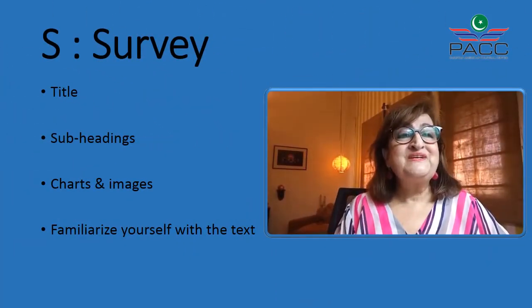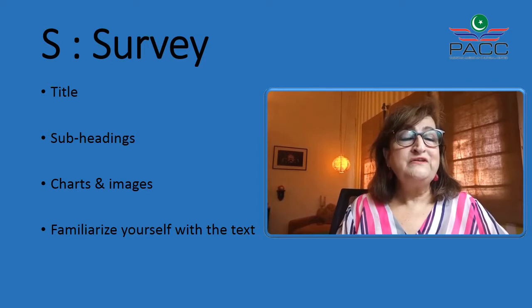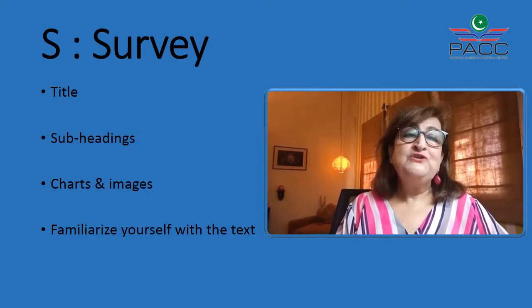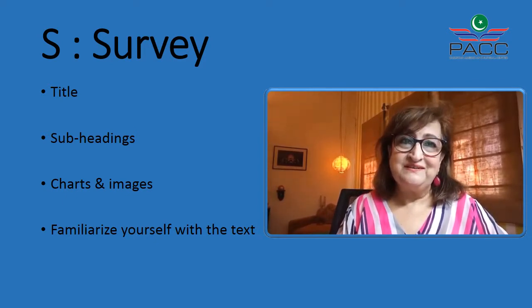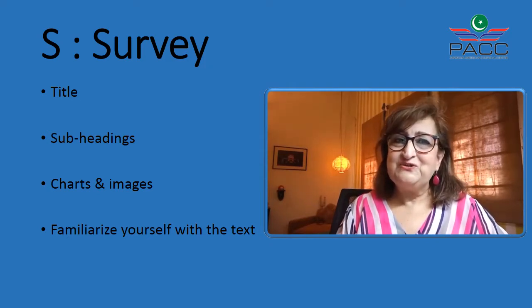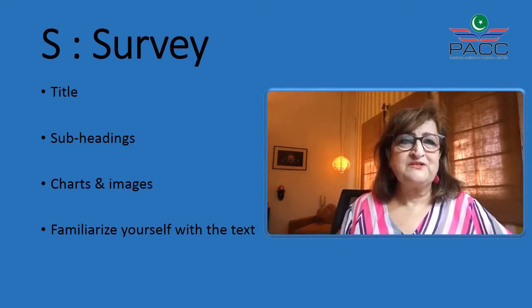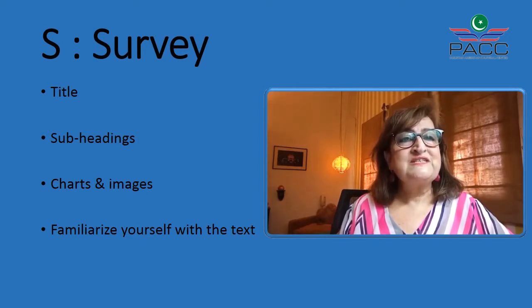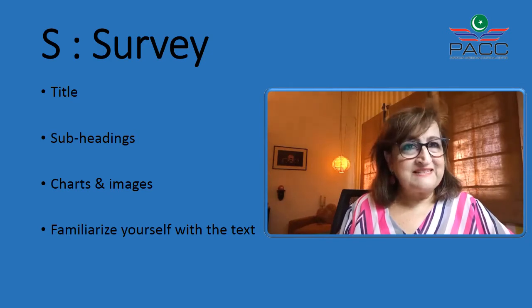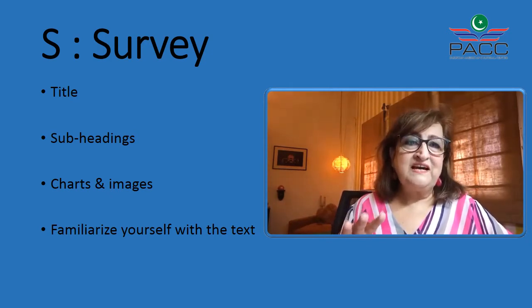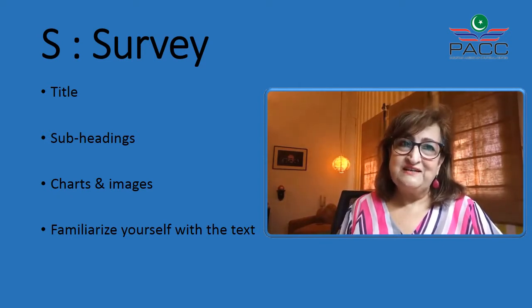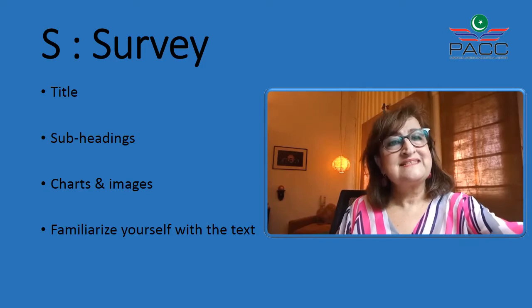The SQ3R method is a more efficient and active approach to reading textbook material. So what is the SQ3R method? What does it interpret? What are the abbreviations about? Let's begin with S. S is to survey. And by survey, I mean look at the title, read the subheadings, charts and images, familiarizing yourself with the text. So that means survey.